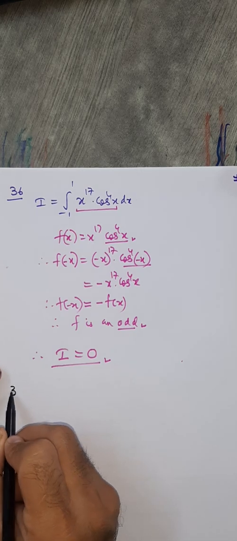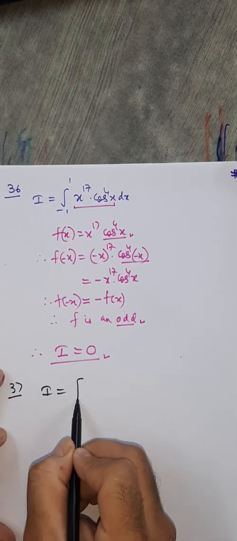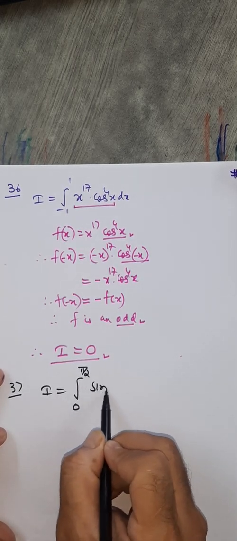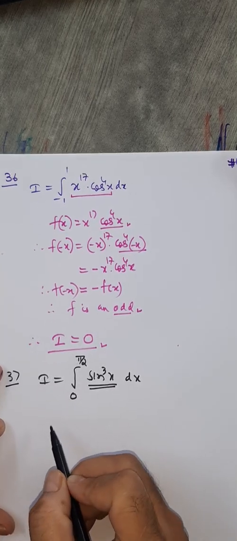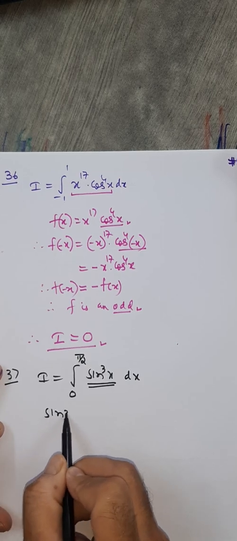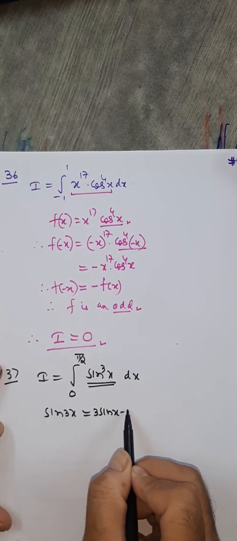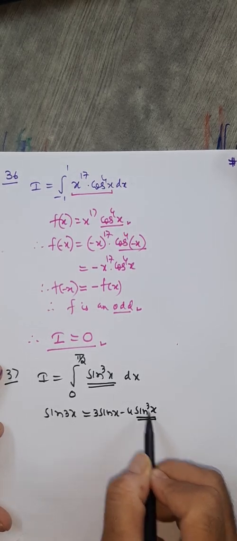What about question number 37? It's just based on an indefinite integral, 0 to pi by 2, sine cube x dx. How do we integrate sine cube? You know it. Just use the formula of sine 3x. What's the formula of sine 3x? 3 sine x minus 4 sine cube. Get sine cube from this, place it there.